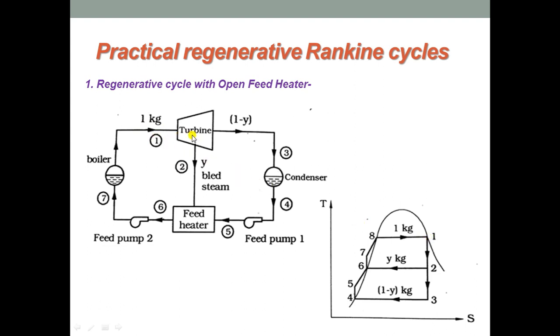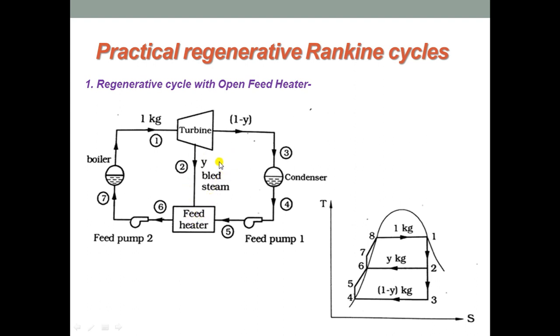The steam is expanded in the turbine to an intermediate state point 2. So, here the steam is expanded till an intermediate state point number 2, wherein at this point a certain amount of steam, say Y kg, is extracted or bled off into the open feed water heater.